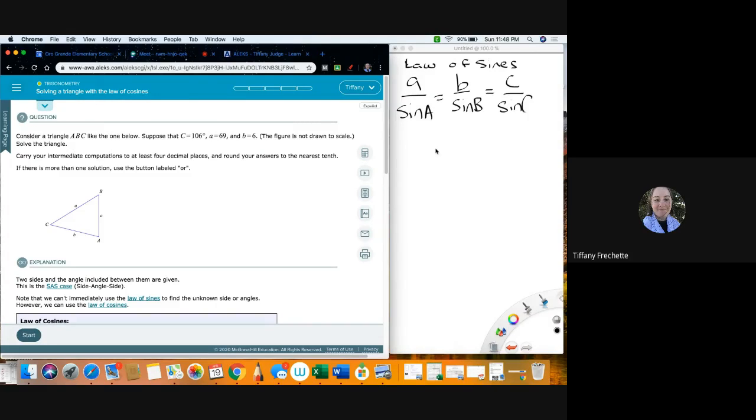Solving a triangle with the law of cosines. So not a right triangle. So this is another example of when we can solve triangles that don't have a right angle.